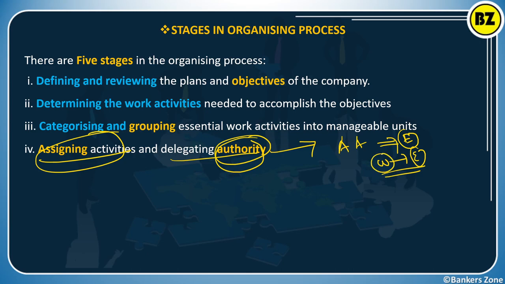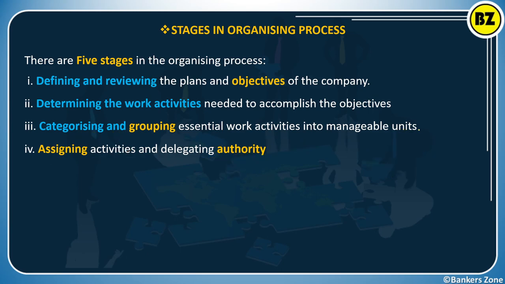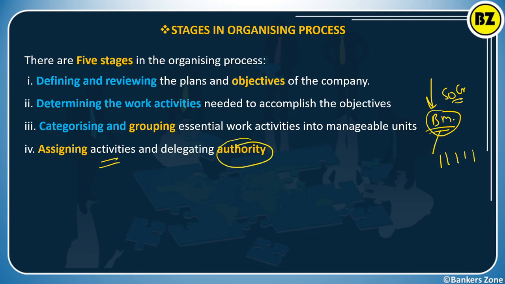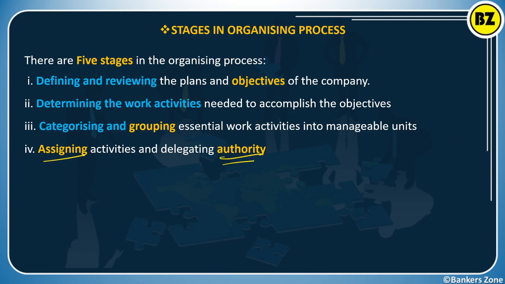For example, I am giving you the work, but I am also giving you the authority. See, the branch manager will be given an activity, which is the target of achieving 50 crores of business. So the branch manager should also be given the authority. Different people work under the branch manager. If any of them refuses to do the work, the branch manager must be given authority to complain about him at a higher level. That means you must be given the power.